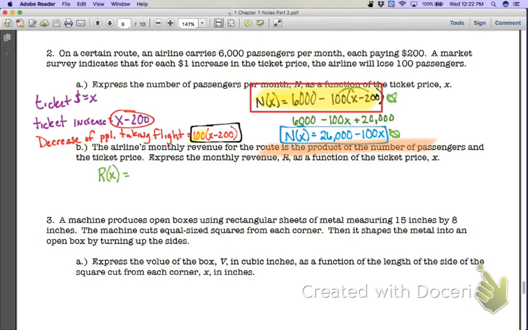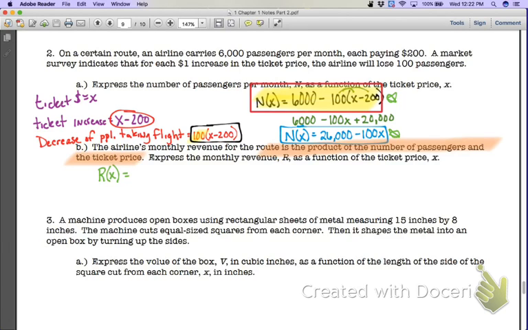It says the product of the number of passengers and the ticket price is their revenue. So how do we write the revenue? What are we going to do with either what's in the blue box or the red box, what are we going to multiply that by? What's the ticket price? What variable did we use for the ticket price? No, that's the increase. Oh, yeah. So the ticket price is just x.